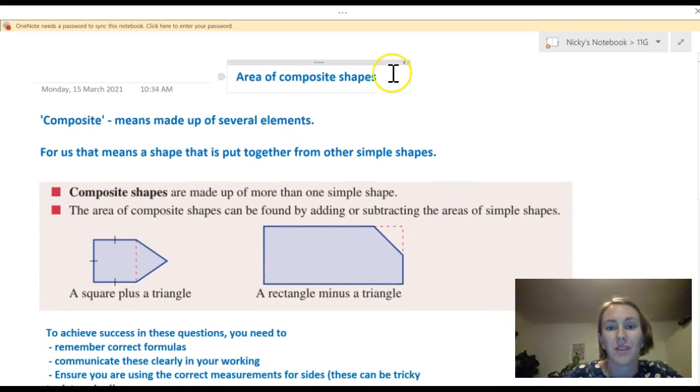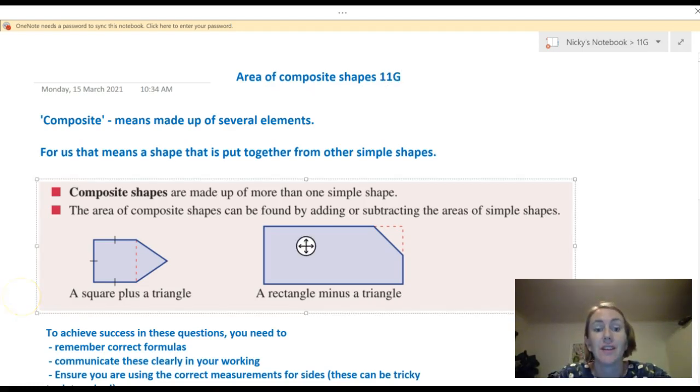Last one of the term, I think, and this is on area of composite shapes. So this is 11G from your textbook. These are some of my favorite types of questions that require lots of thinking and application of different formulas, and I think they're really cool.